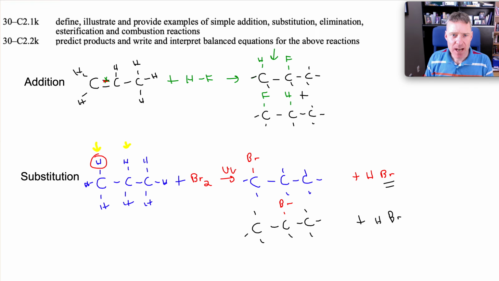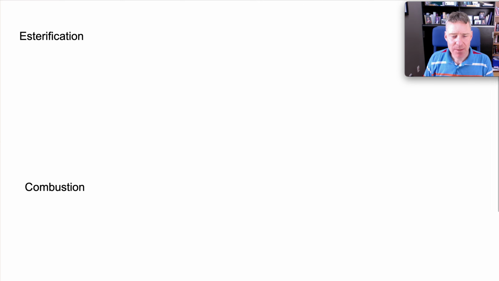But just to finish balancing this, we actually need 2 of our organic compounds, and we need 2 of these. And now we have a nice balanced substitution reaction. Okay. And this is the most common substitution that you're going to see on your diplomas or your unit tests. Okay. A few other reaction types we've got to go through.